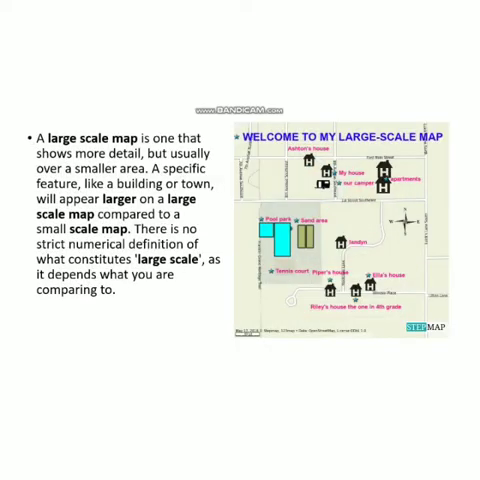Large scale maps. A large scale map is one that shows more detail but usually over a smaller area. A specific feature like a building or town will appear larger on a large scale map compared to a small scale map. There is no strict numerical definition of what constitutes large scale, as it depends on what you are comparing to. For example, 1 centimeter on a large scale map could represent 1 kilometer on ground.